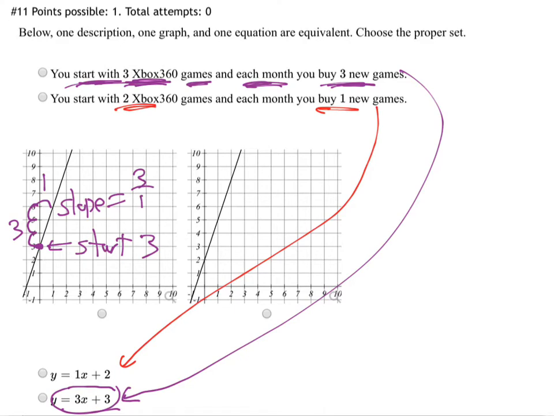Whereas the other one starts at 2, right? Starting meaning where does it hit the y-axis? Where does it hit the vertical axis? That's the starting point. Starts at 2, and what's his slope? 1, 2, 3.